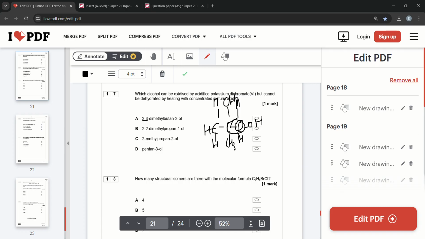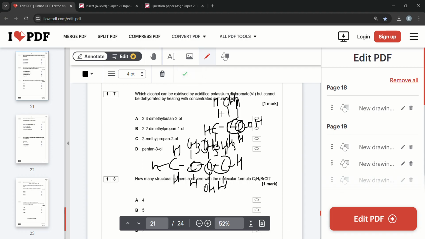Well, if we look at 2,3-dimethylbutanol, butane, OH, CH3, and the hydrogens. That is a tertiary alcohol. So that cannot be oxidized by acidified potassium dichromate.